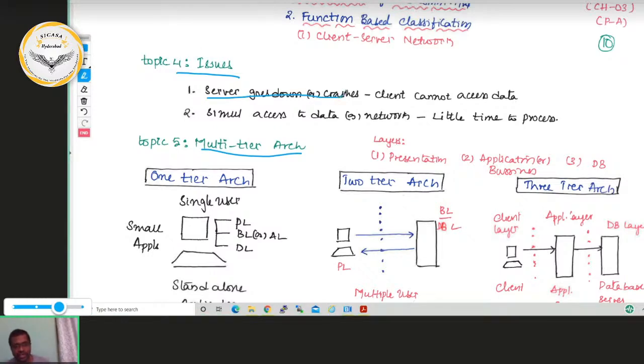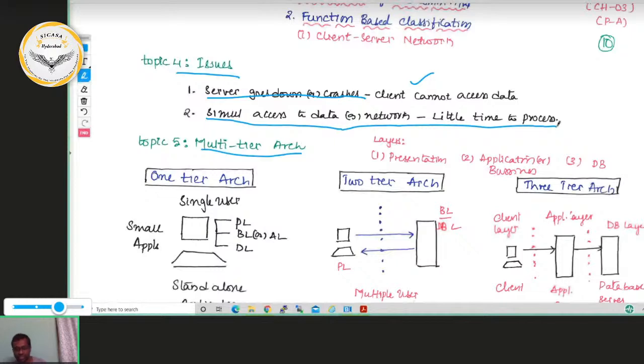If the server goes down or crashes, the client cannot access it. If you have only one server and the server goes down, can a client access the data? It is not possible. This is the first issue. Second issue: if multiple users are accessing the data simultaneously, it takes a little time to process. I told you about the queuing service. If multiple clients are requesting to access the printer, what exactly will the network do?